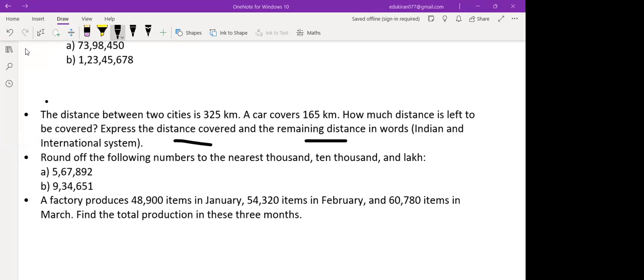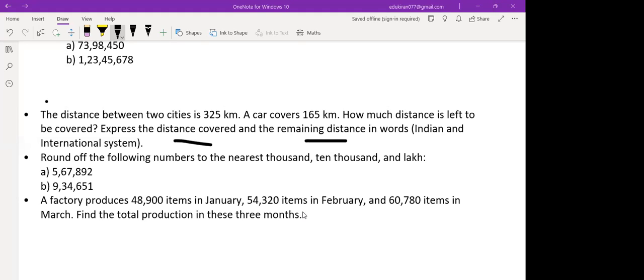No problem. Next. Ma'am, can I see the second one? Ma'am, for rounding the following numbers to the nearest thousand, for the first one, it will be 5,68,000. And the next one, for 10,000, it will be 5,70,000. Correct. And nearest lakh, it will be 6 lakhs.